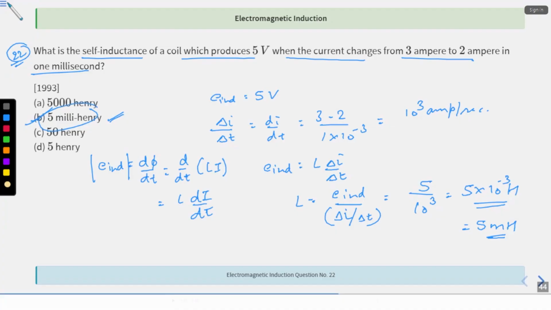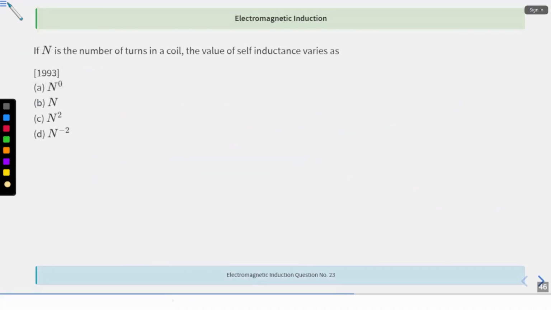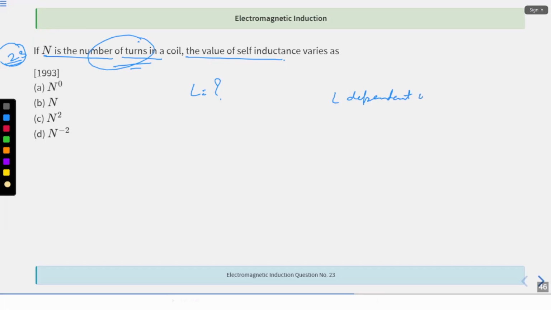Okay, so let's move on to question number 23. If n is the number of turns in a coil, the value of self-inductance varies as... So basically it is asking how L depends upon number of turns. It is again a very standard question. Basically, for different geometries, how is L dependent on number of turns n?